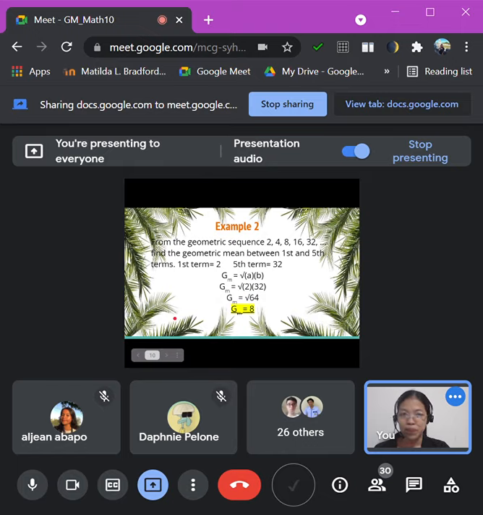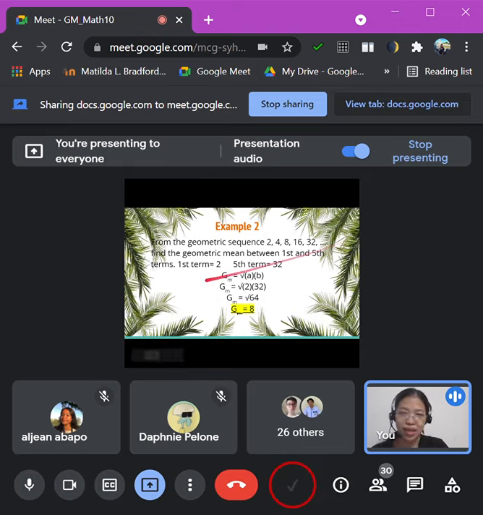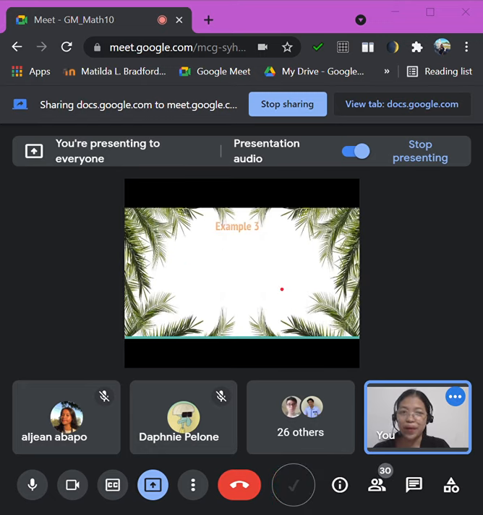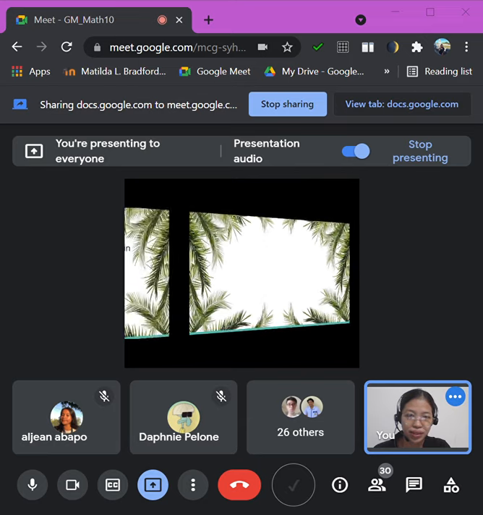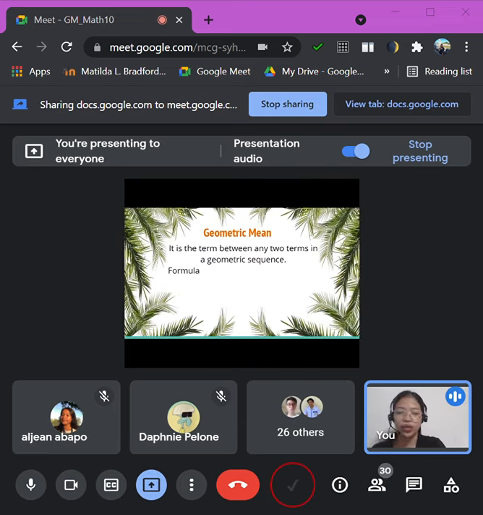Okay. Now, this time, let's go to our next topic, which is geometric mean. Okay, so we have here our geometric mean. So, when we say mean, di ba, ang mean kay mo man na siya tong average, no?